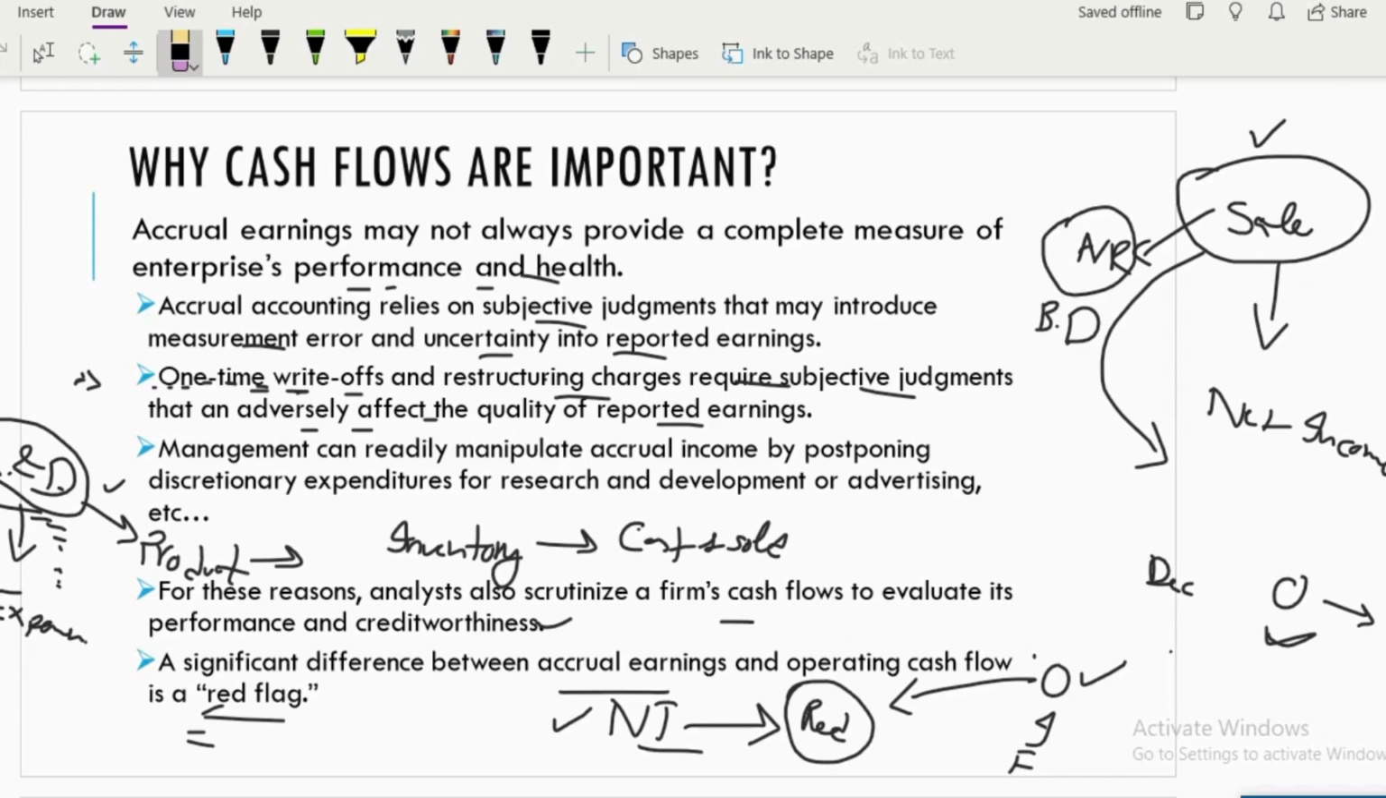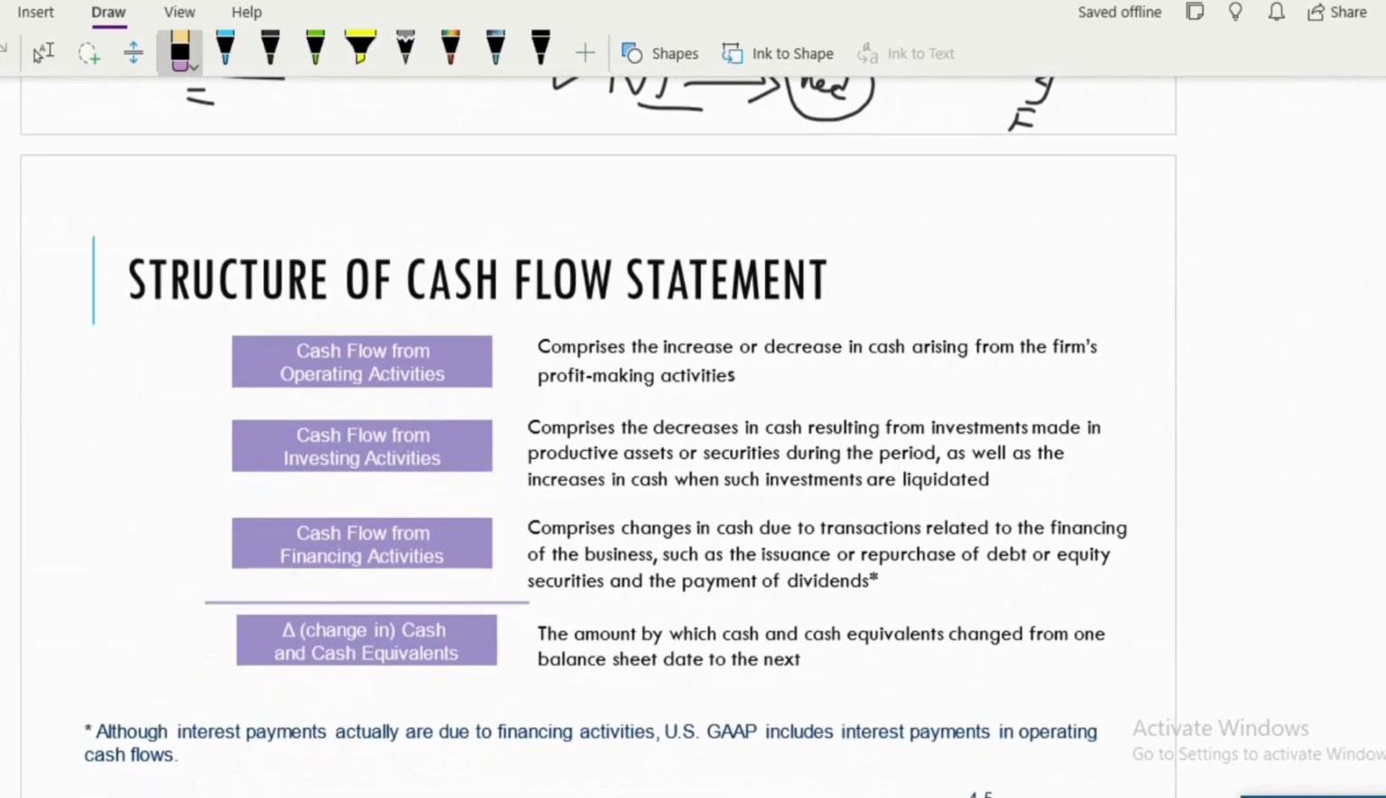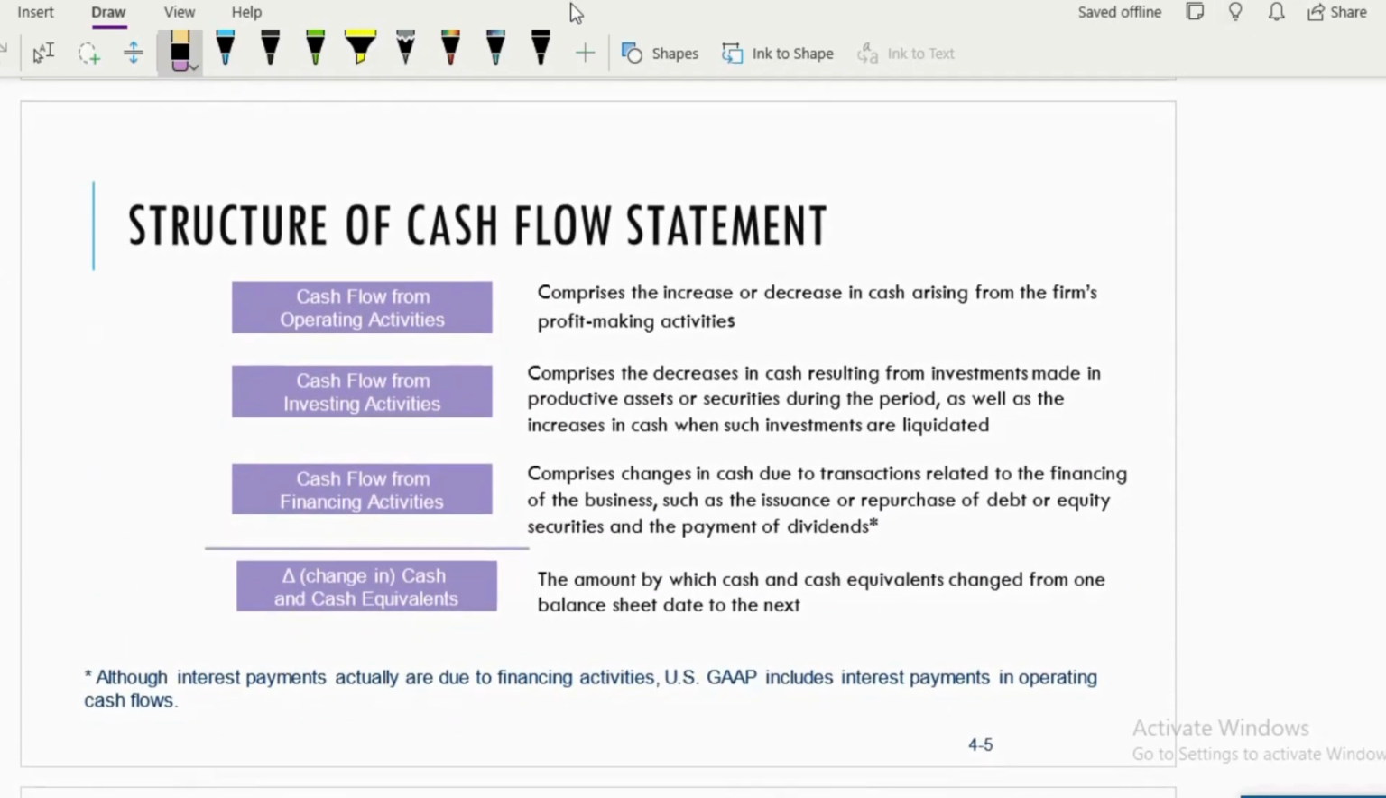So let's move on to the next topic, the structure of the cash flow statement, and what it looks like. Basically it has three main sections: cash flow from operating activities, cash flow from investing activities, and cash flow from financing activities. When we investigate these three sections and net them off, we find out how much the change is between the cash of last year and the current year.